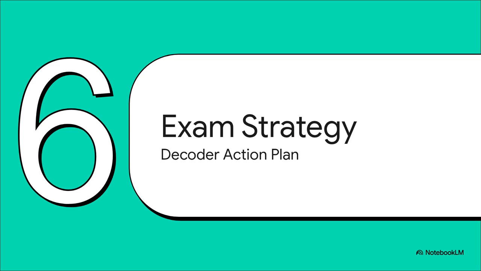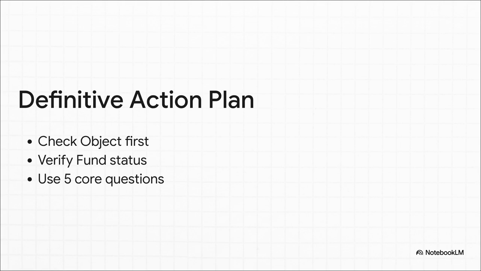Let's wrap things up with Section 6, your Master Decoder Exam Strategy. Now that you actually understand the anatomy of the code, let's build your definitive action plan. When you're sitting in that exam hall facing a long code under pressure, here is what you do. First, always attack the object's first letter immediately to frame the transaction as an expense, revenue, asset, or liability. Second, quickly verify the voted or charged status within the fund element. Look super closely for that 1 or 4. And finally, just take a breath and break those long strings into our 5 core questions. Who, where, why, what, and which. You follow this process, and you simply won't panic.